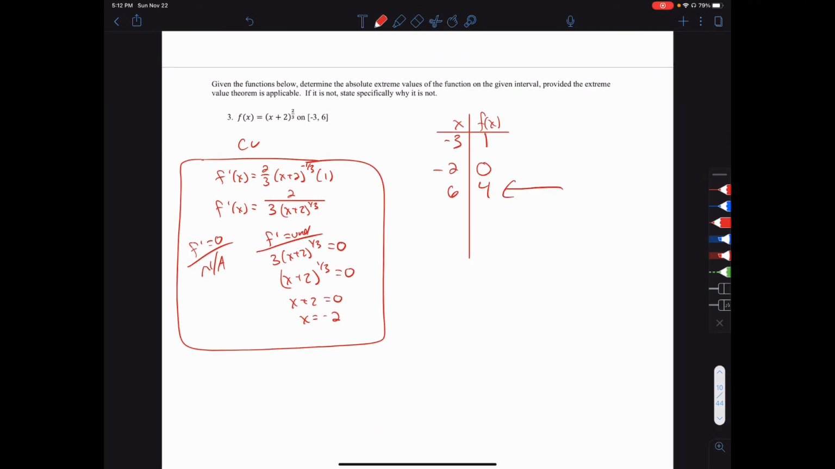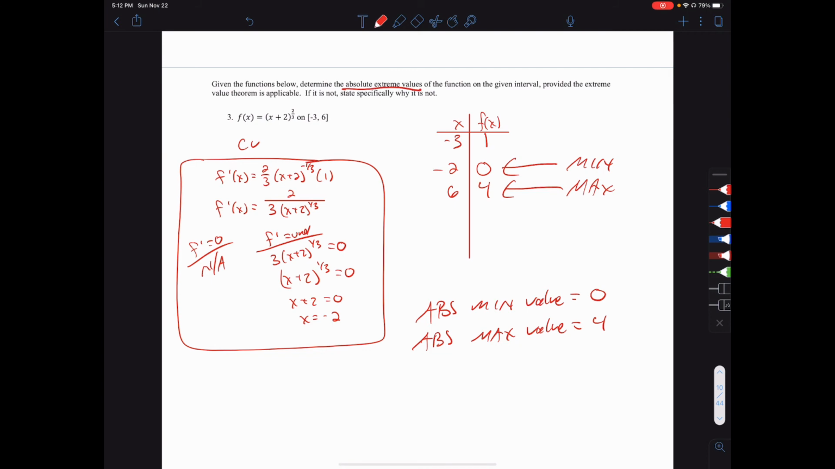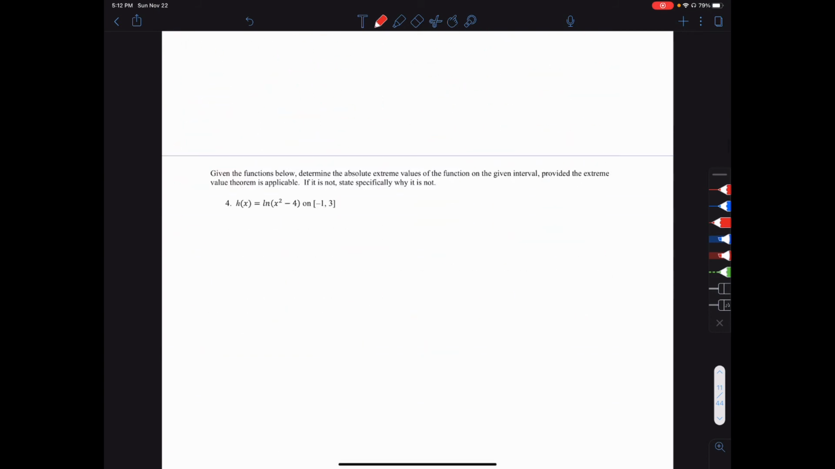This is our absolute maximum. This is our absolute minimum. So the absolute minimum value is 0. Absolute maximum value is 4. If you get scared and you think, I don't know if it wants me to give the x or y value, just give the ordered pair. And then that covers both. But when it says value, it's referring to the y value. Last one.